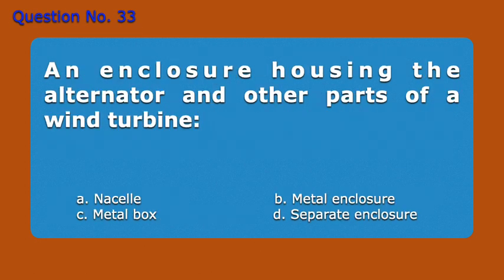Question number 33. An enclosure housing the alternator and other parts of a wind turbine. A. Nacelle. B. Metal enclosure. C. Metal box. D. Separate enclosure. Answer: A. Nacelle.